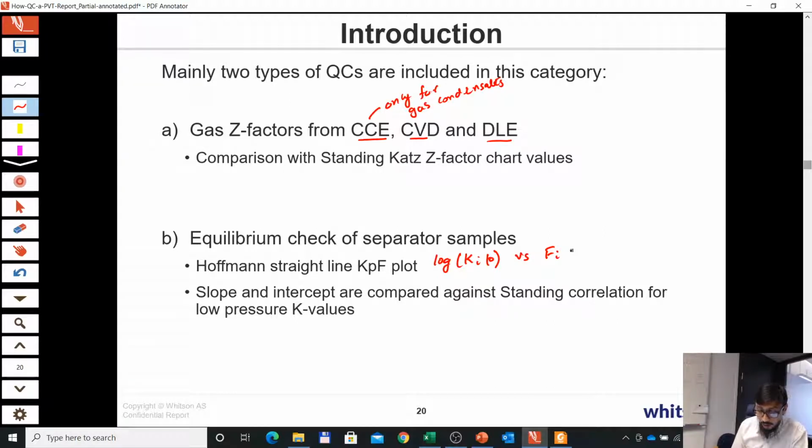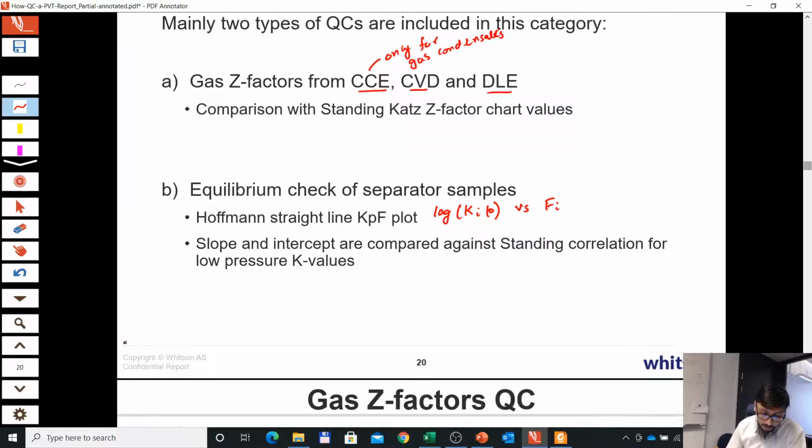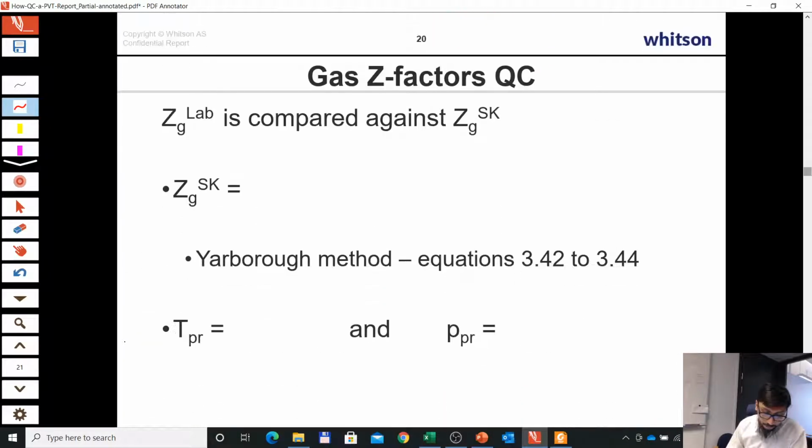And the slope and intercept of that straight line, we generally compare it with the Standing correlation, which is for low pressure K values. So we will also go through in detail this method B. First, we can discuss this method A, which is for gas Z factors.